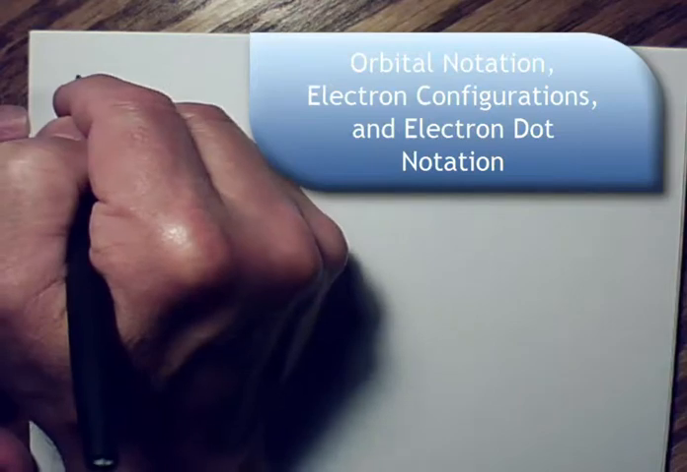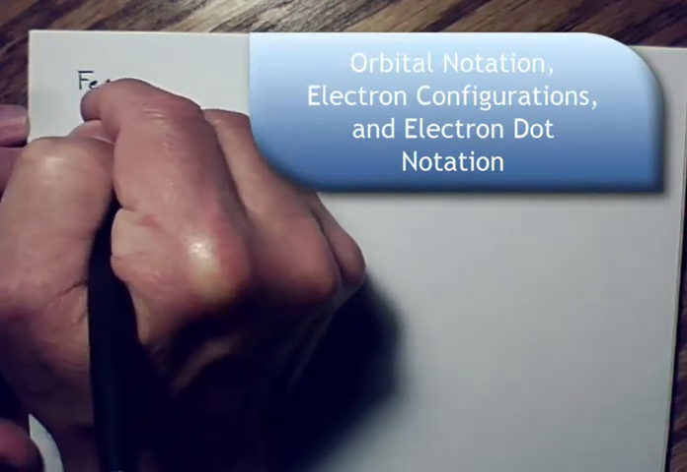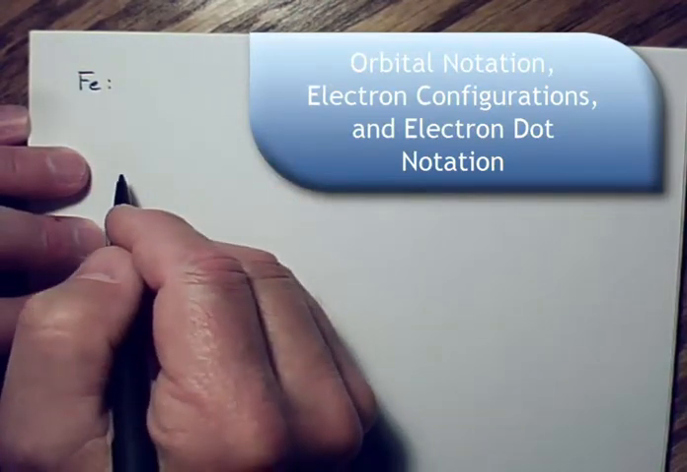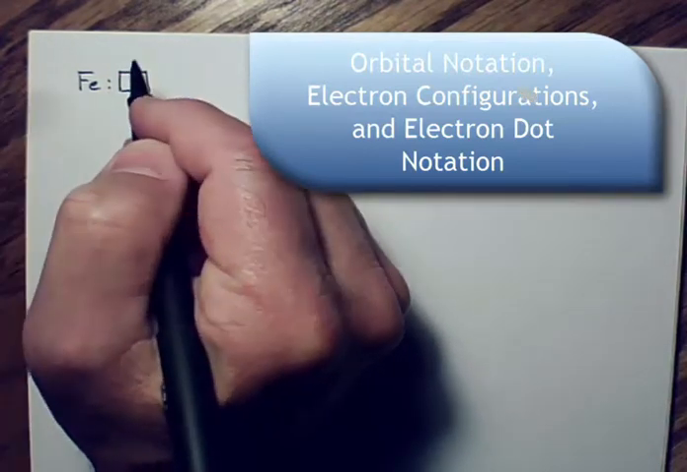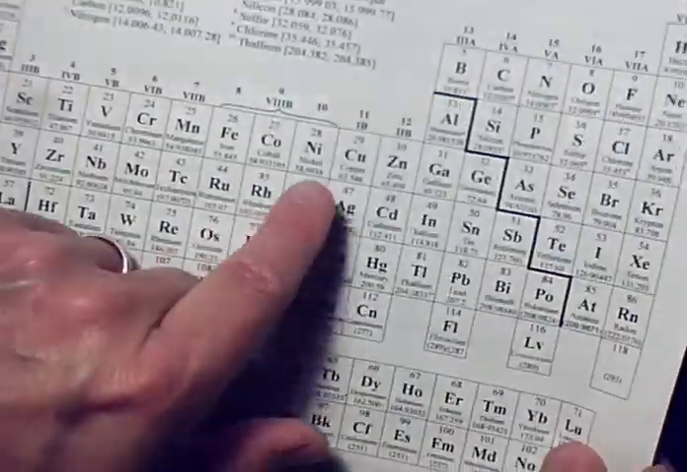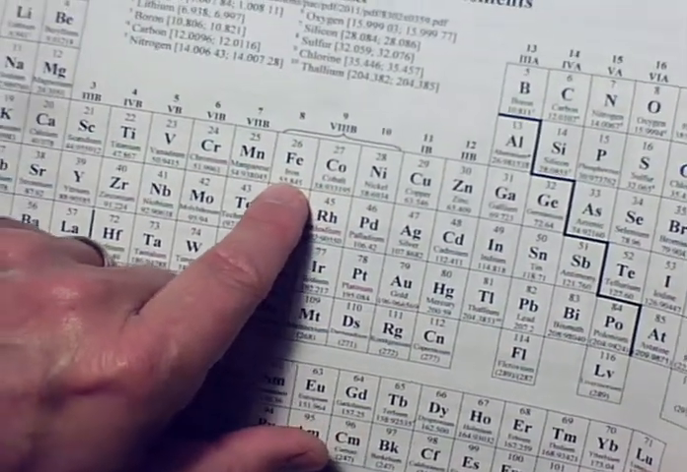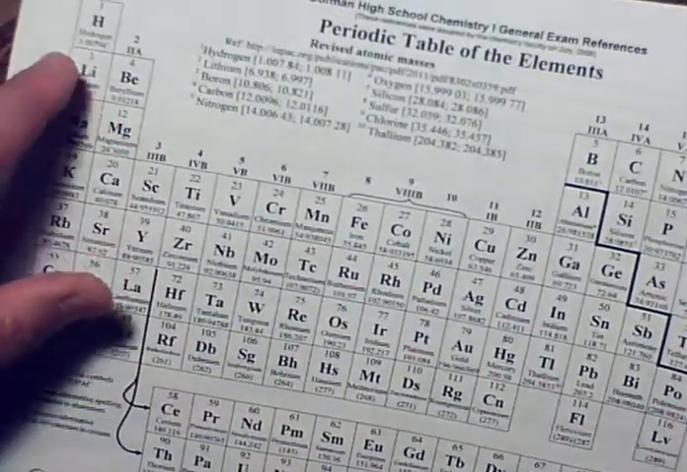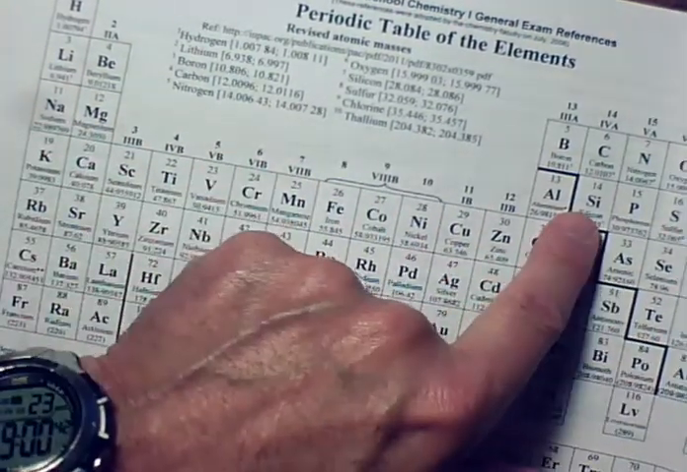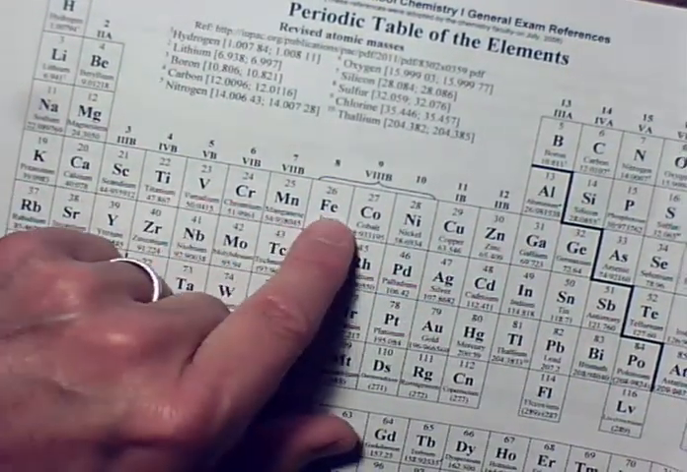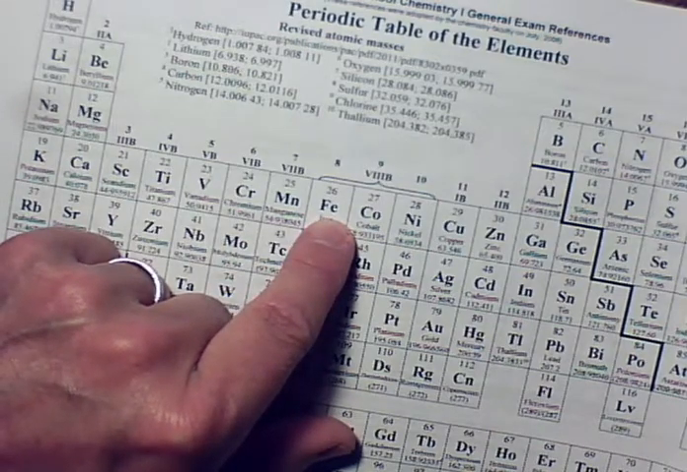Well, no, I could pick copper. Iron. So iron is in the 4th row of the periodic table. Okay, so we know we've got to go through 1s, 2s, 2p, 3s, 3p, and 4s before we get to iron in 3d.